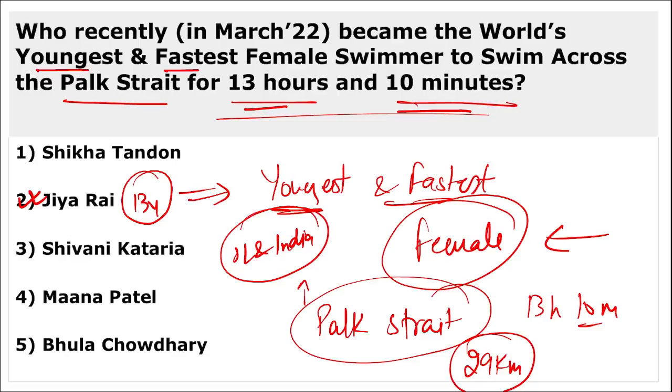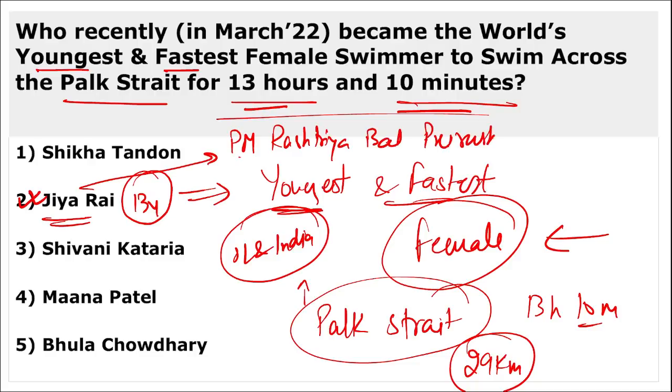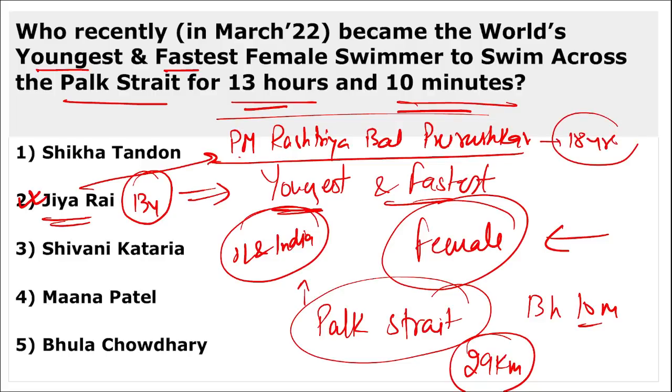Apart from this, GRI is also the recipient of Pradhan Mantri Rashtriya Bal Puraskar. This Rashtriya Bal Puraskar is given to Indian citizens below the age of 18 years of age. GRI has recently been the recipient of PM Rashtriya Bal Puraskar.